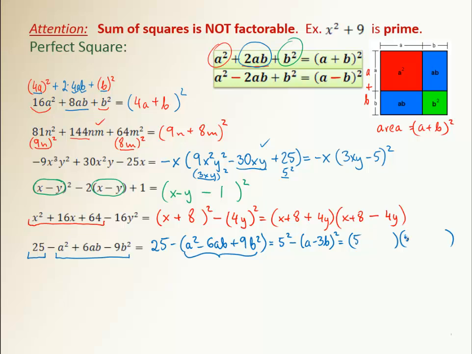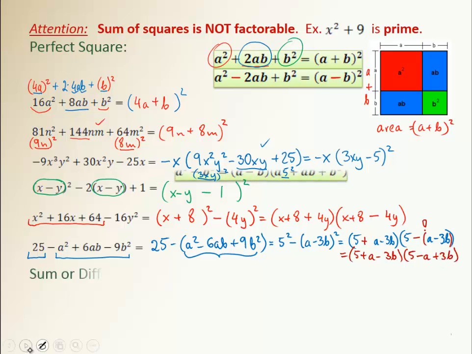So we have 5 and 5 for sure. We have a minus 3b, a minus 3b, and we would need to put a plus here and a minus there. With plus there's no problem. With minus we have to remember that we are going to subtract the whole thing, so we need to have a bracket here. And finally rewrite it without the bracket. So 5 plus a minus 3b, and then 5 minus a plus 3b. That would be the final answer.